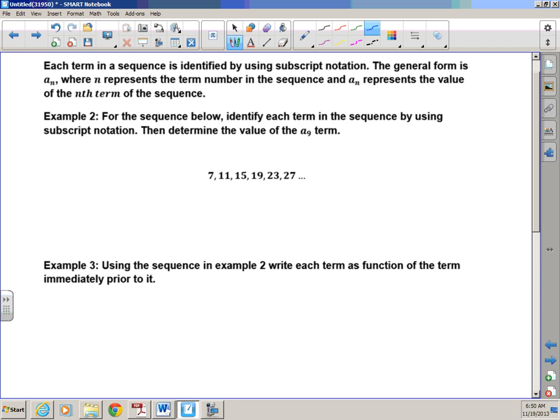The number 7 is the first number, so we call it A sub 1. 11 is the second, it's A sub 2. 15 is the third, it's A sub 3, and so on. Okay? So 7 is the value of the first term. 11 is the value of the second term.